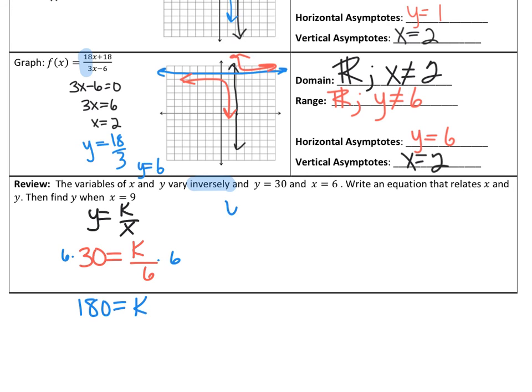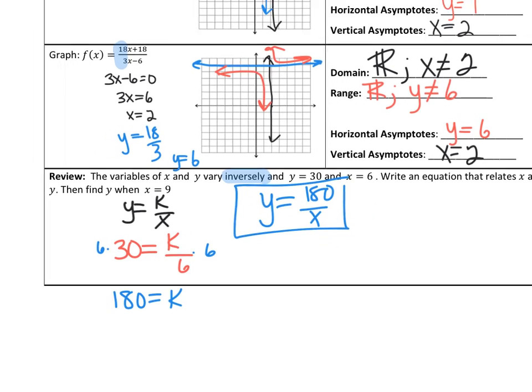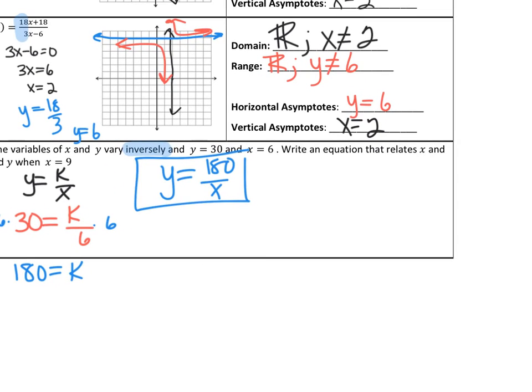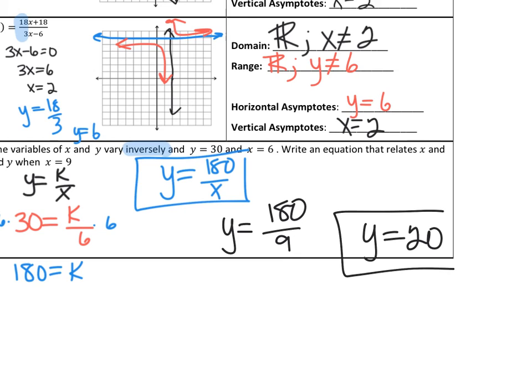So we come back, we write an equation that relates these two. 180 over x. Here's my part 1 because it's right the equation. But then this question actually did ask me as well, find y when x equals 9. So find y, so y equals when x equals 9. So 180 divided by 9, y equals 20. So 2 parts of this question, and there are my 2 answers.